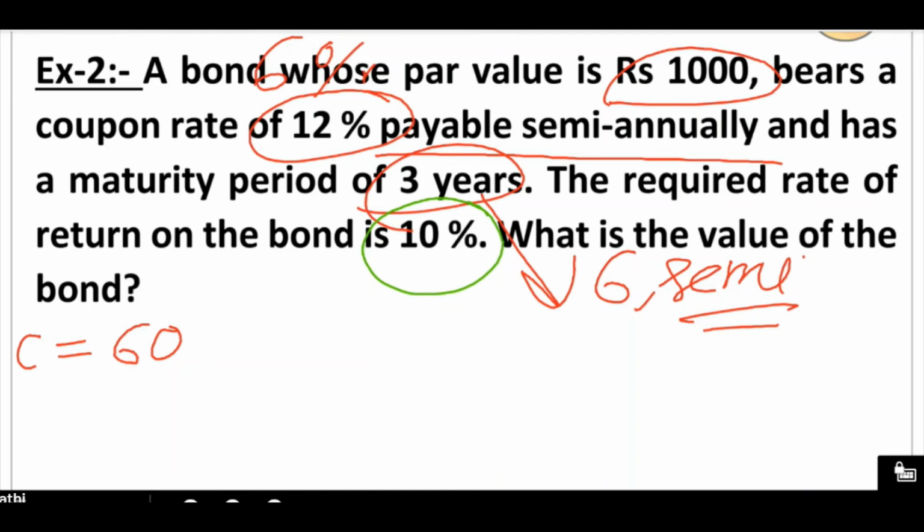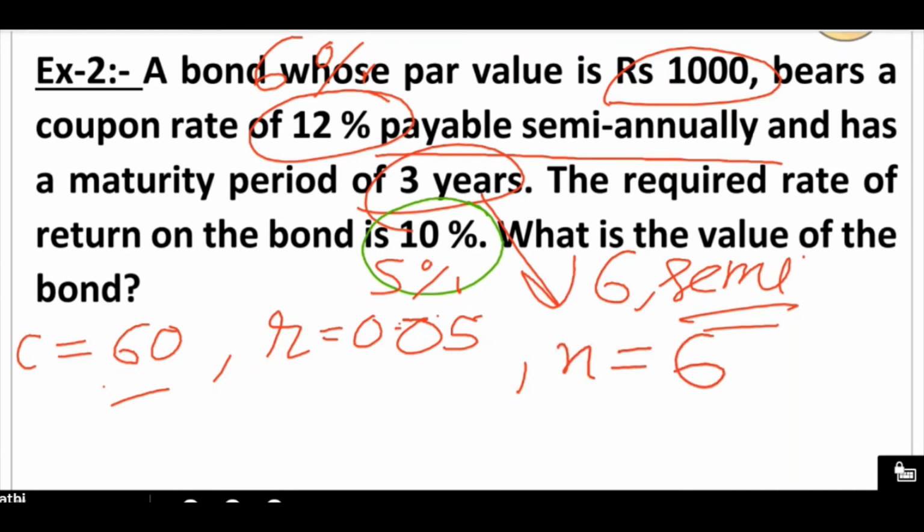Okay, what is the rate of interest? The rate of interest is 10%. But we are making the investment every 6 months, so our rate of interest will also go down. That means R will become 0.05, because it becomes 5%. Every 6 months we're getting 60 rupees, and we'll make the investment, and that rate will be 0.05 because it's 5% only. Now what is N here? N will become 6, because there will be 6 half-yearly periods.